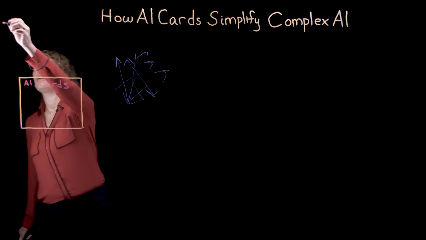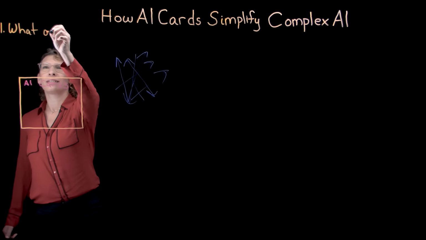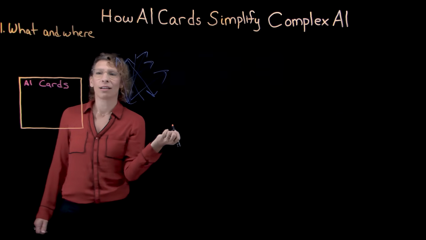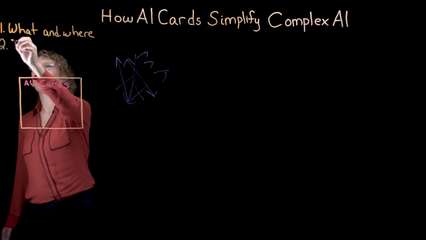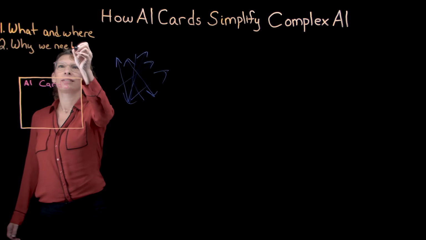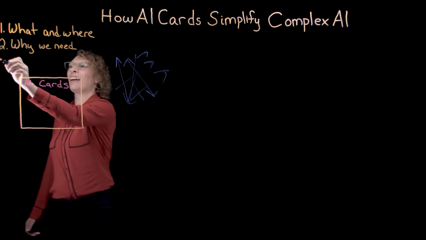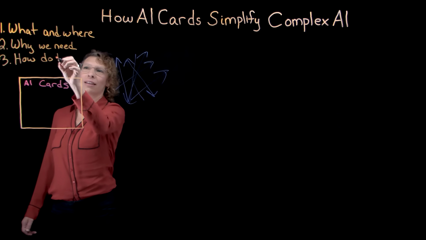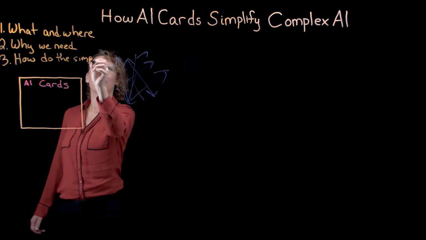We'll start with the what and where. What is an AI card and where is it in the system? And then why do we need it? AI cards, okay, why? And then finally, how do they simplify this complex world of AI?